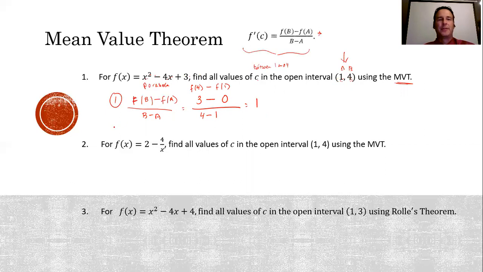Step 2 is to take the derivative, which is what you see here, this piece way up there. Take the derivative. So f prime of x is equal to 2x minus 4.